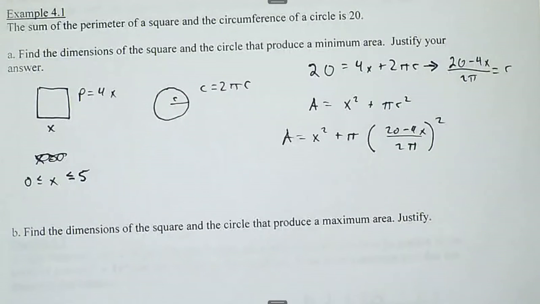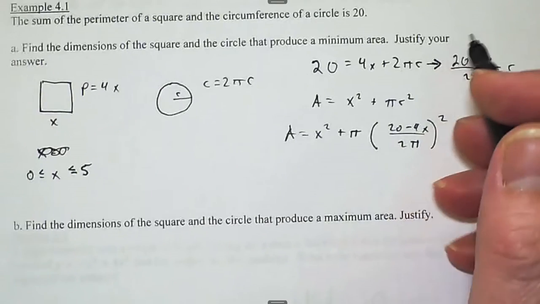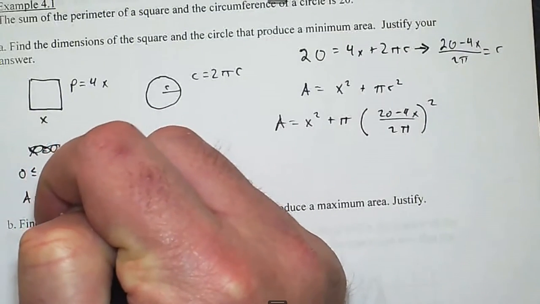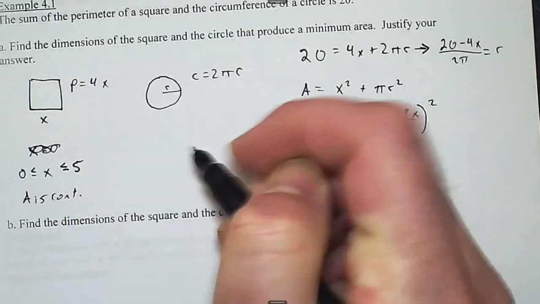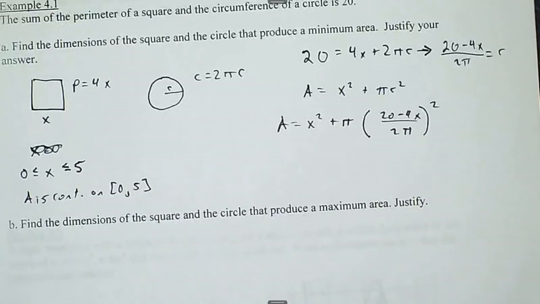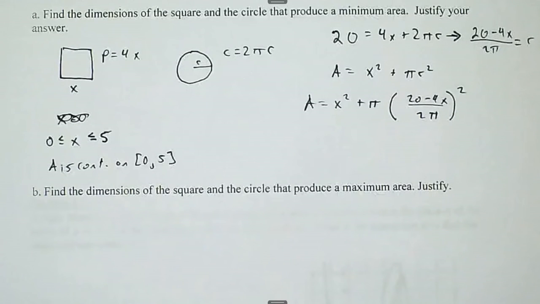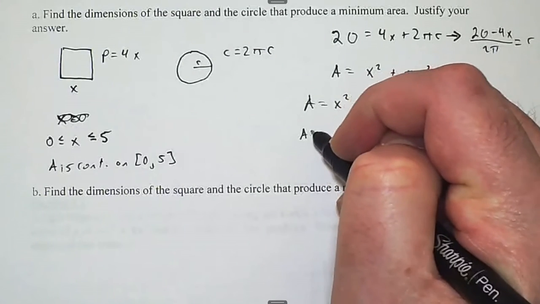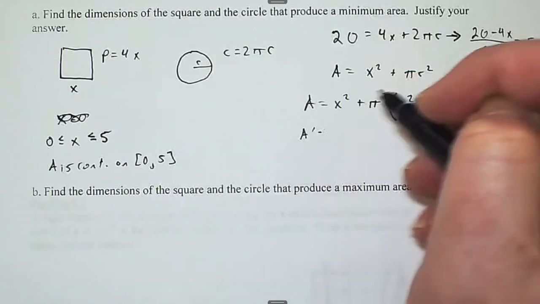So I think we can clearly agree that this function is only meaningful on the closed interval from 0 to 5. Now that I've got a closed interval, I can use the candidates test, because A is continuous on this closed interval. So the extreme value theorem tells me an absolute extremum must exist. Let's find the critical numbers.